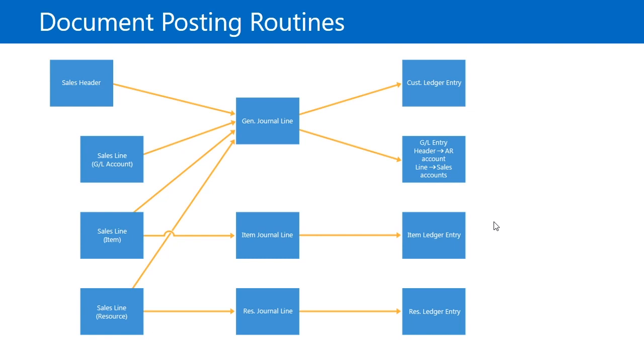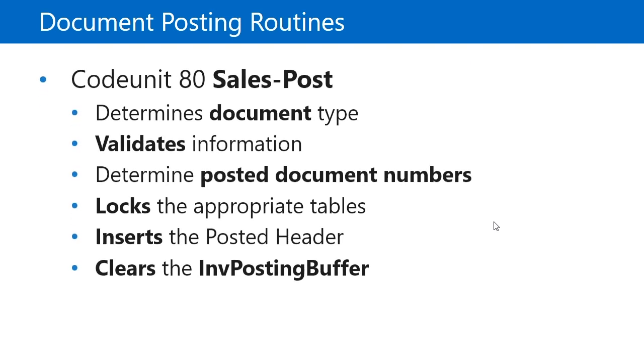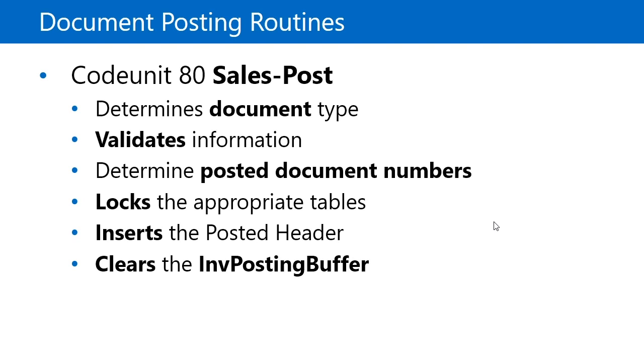So imagine that we will post a sales order. What happens? Well, it's code unit 80, which is the sales post code unit. And the first thing that code unit will do is verify the document type. It will validate some information, determine the posted document numbers, lock the appropriate tables, already prepare the posted header, and it will also clear a posting buffer. And that posting buffer is a temp table it will use to store the information which needs to be passed along to the general ledger.